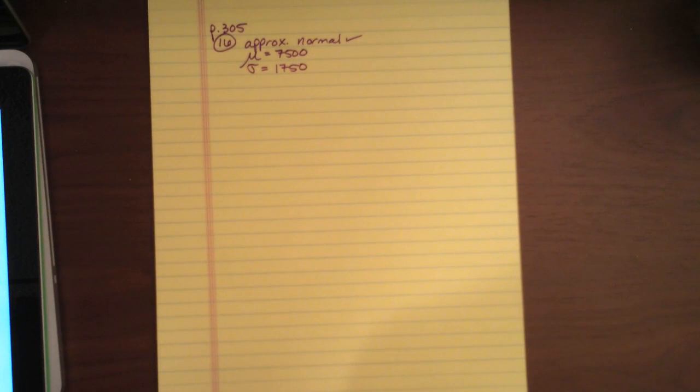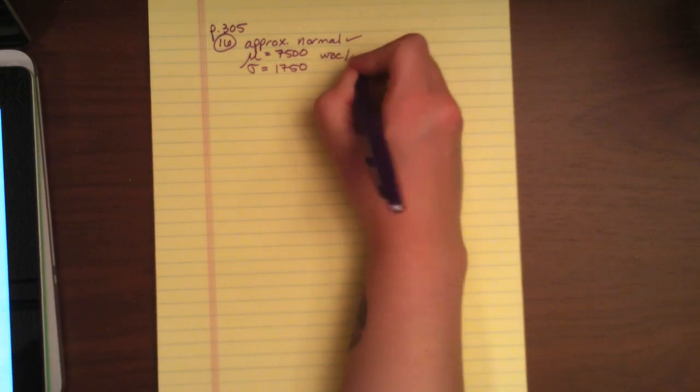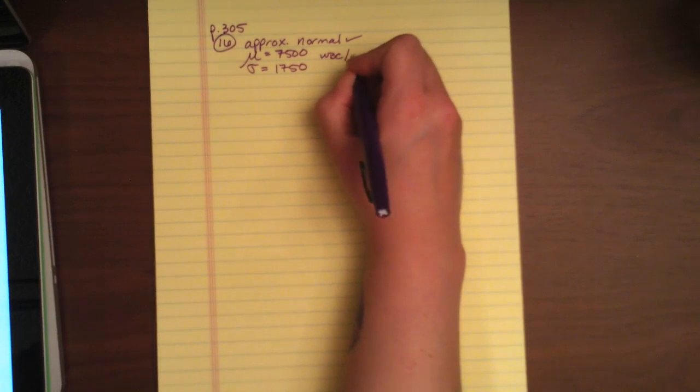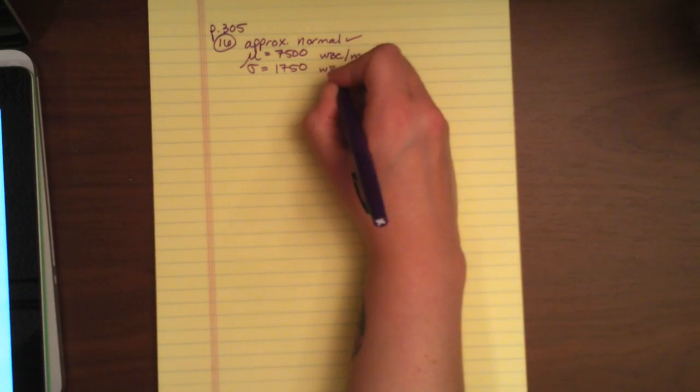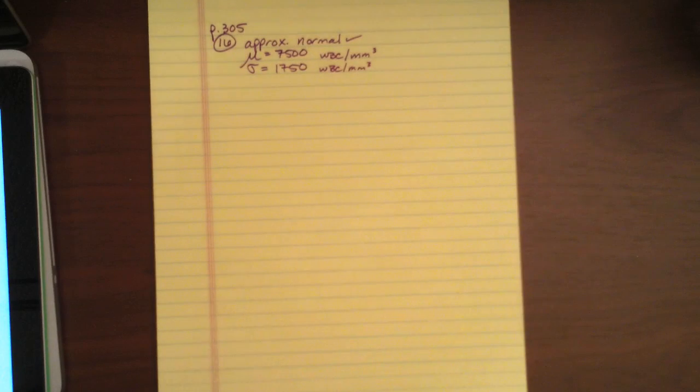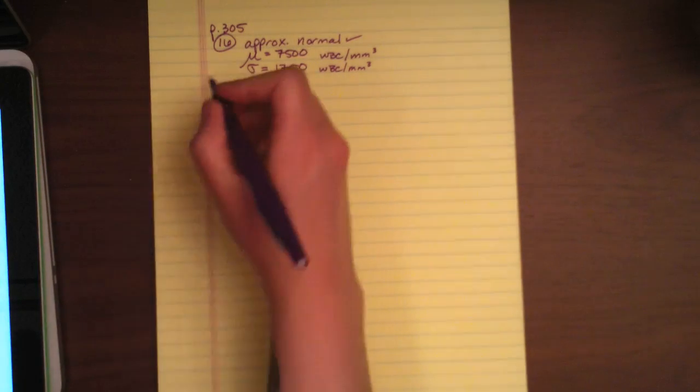And those were in white blood cell count per cubic millimeter. Then it says a test result of less than 3,500 is an indication of leukopenia. This indicates bone marrow depression that may be the result of a viral infection. So one of the things that we can do by testing people's white blood cell count is to see if they've got some kind of a virus or some kind of an infection.